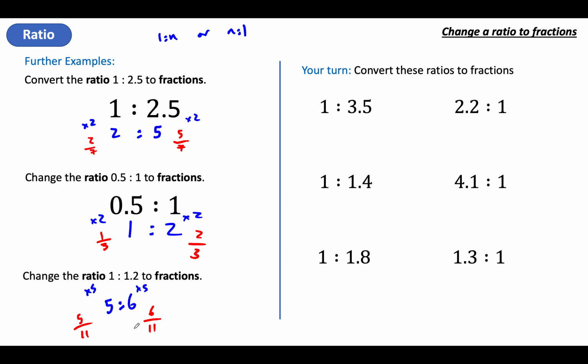Cool, okay, I think we've got a few left. Yeah, so we've only got 6 this time. So again, you need to figure out what to times it by to turn them into whole numbers. What you do to one side, you must do to the other. And then change it to fractions. So pause the video, write the ratio, then your answer as fractions with it, and unpause when you're done.